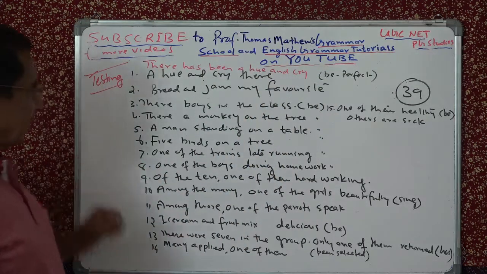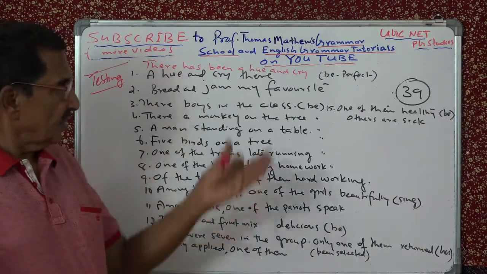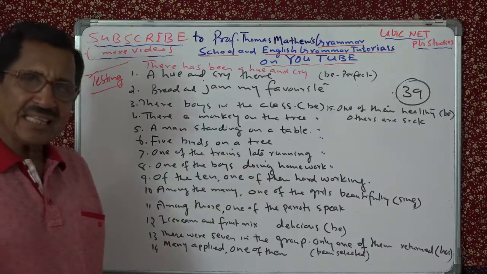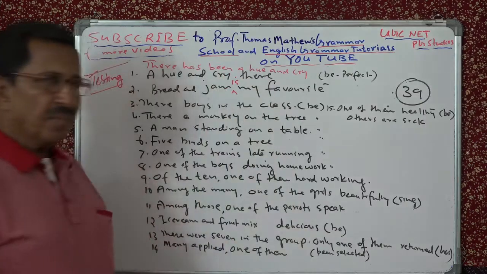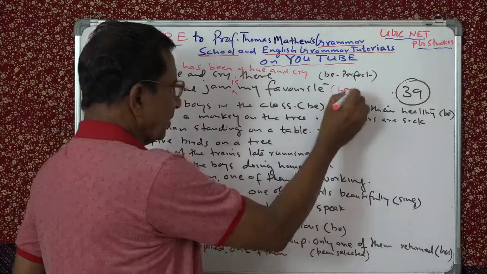Okay. Bread and jam, my favorite. You have to use the form of be. Bread and jam is my favorite for breakfast. Understand? In the bracket you have be, be will be given there. So is.